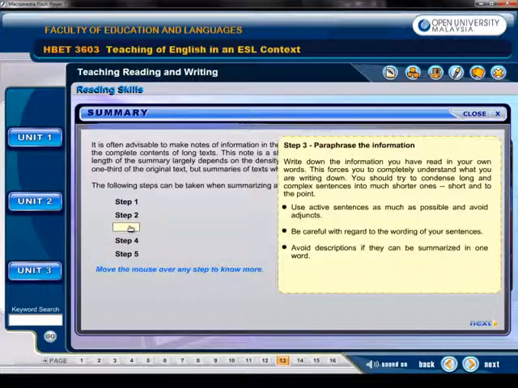Step 3. Paraphrase the information. Write down the information you have read in your own words. This forces you to completely understand what you are writing down. You should try to condense long and complex sentences into much shorter ones, short and to the point. Use active sentences as much as possible and avoid adjuncts. Be careful with regard to the wording of your sentences. Avoid descriptions if they can be summarized in one word.